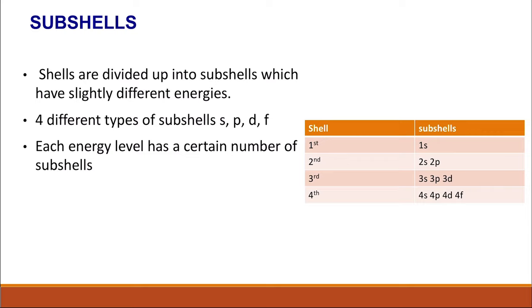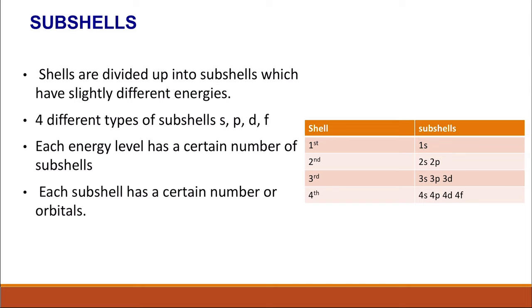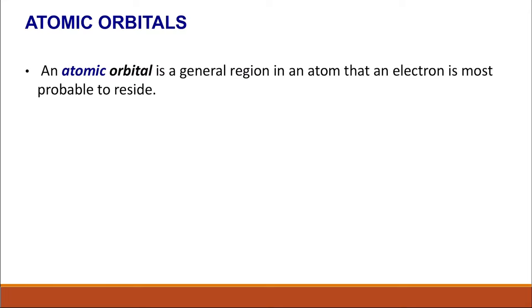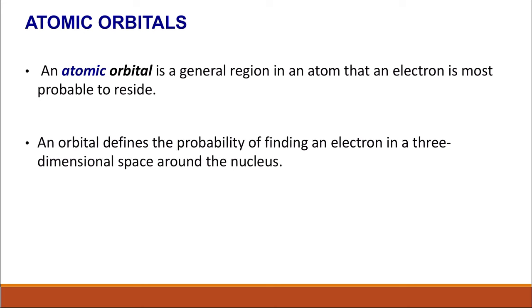If we continue with the fifth, sixth, and seventh, we have the same maximum number of subshells, which is 4. Each subshell has a certain number of what we call orbitals, and each orbital can accommodate a maximum of 2 electrons. So what is an atomic orbital? An atomic orbital is a general region in an atom where an electron is most probably going to reside. So it's where you're going to find the electrons in the subshell or in space. An orbital defines the probability of finding an electron in three-dimensional space around the nucleus.